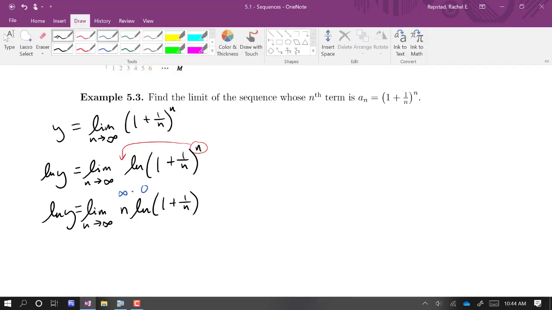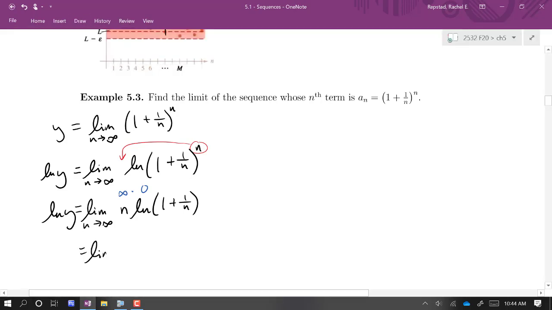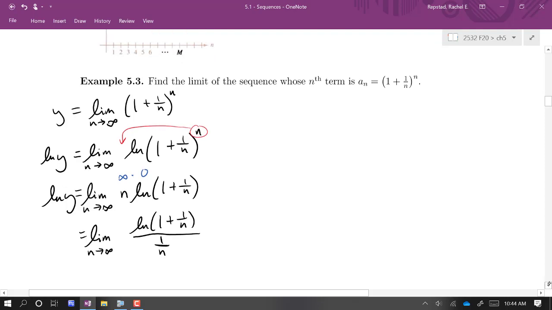We can rewrite this as ln of 1 plus 1 over n divided by 1 over n. So instead of multiplying by n, we'll divide by 1 over n. We do that because now this is the form 0 over 0.